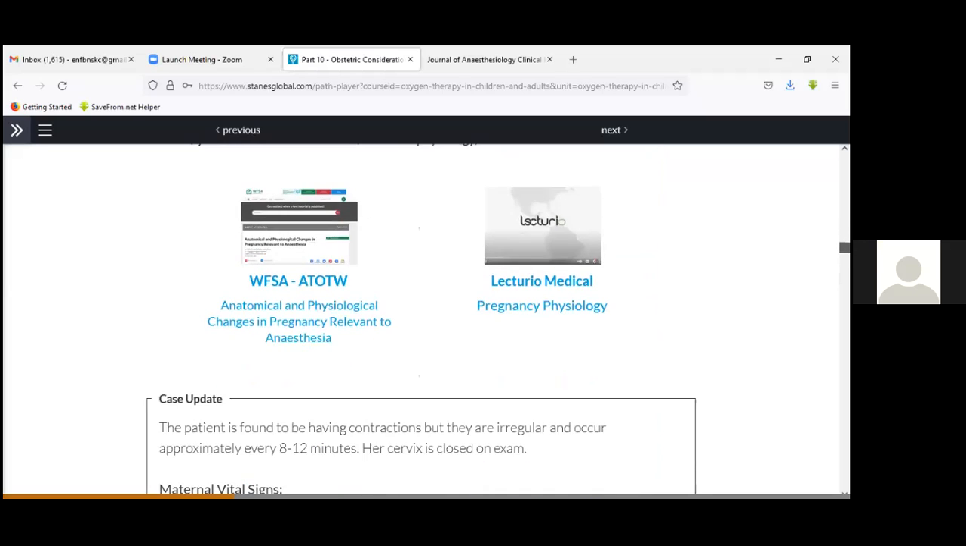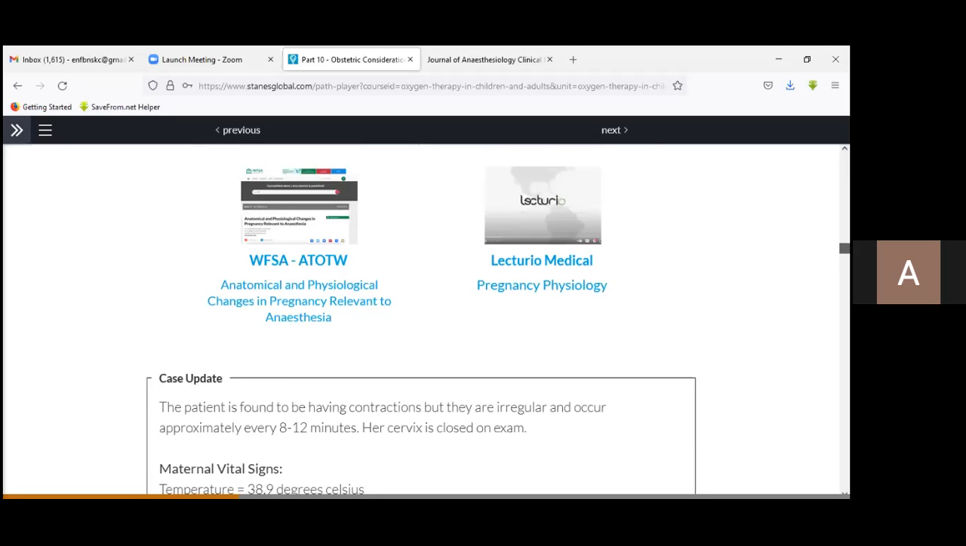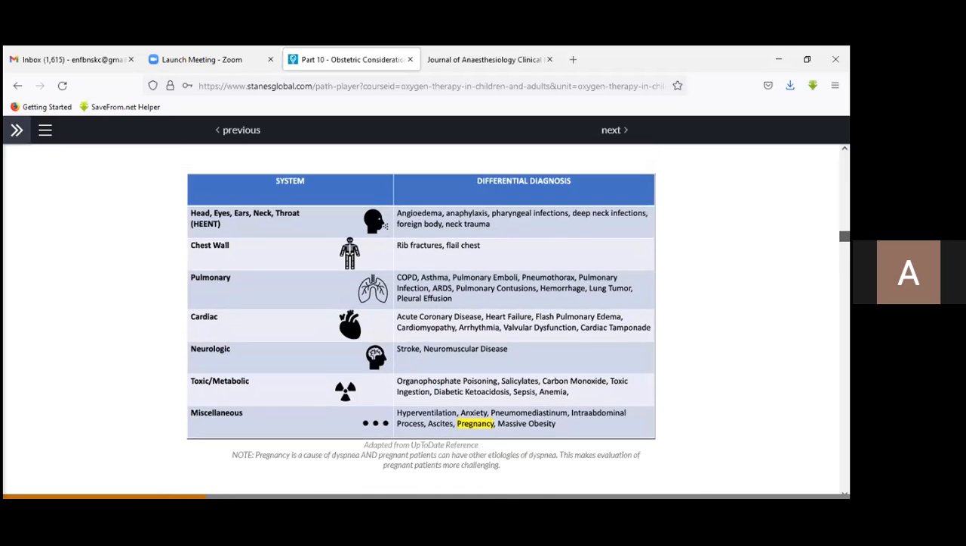Thank you very much, Hassan. If I may recap a few points there, if you go back to that chart a bit, these are causes of dyspnea in any patient, which can happen to both pregnant and non-pregnant patients. But here under miscellaneous, you can see that pregnancy has been highlighted in yellow. Pregnancy on its own, as a physiologic condition, can cause dyspnea. This is the emphasis. Okay, let's go to the case update.